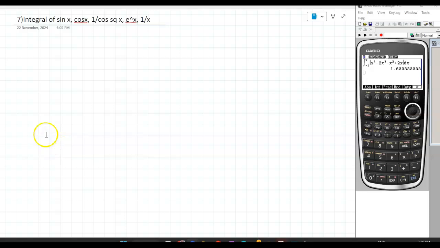Okay, now pay attention, please. Integral of sine x, cos x, 1 over cos square x, e raised to x and 1 over x. So the same thing will apply.